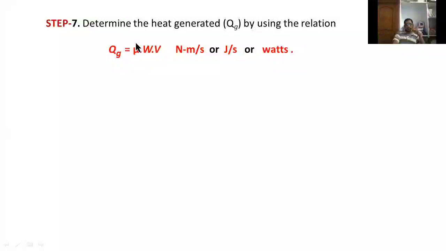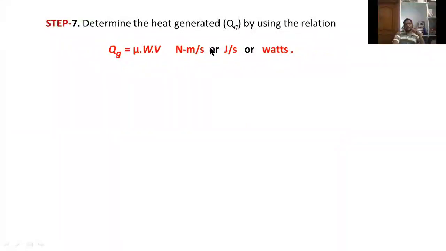There is no unit for friction, and W is the load on the shaft. The unit for load is newton. V is the velocity of the shaft, or velocity of the journal. Here the formula for velocity is V equal to pi d n by 60.